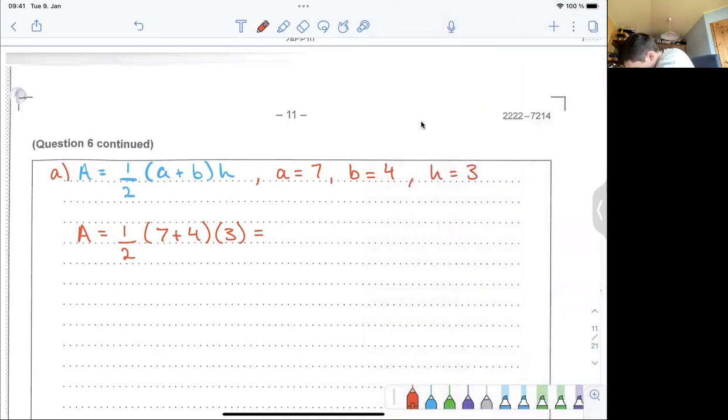Now, I'd always recommend writing units squared on the end here if you're not given a specific unit, just to show the marker that you realize that it's an area. All right, okay, let's move on to part B.